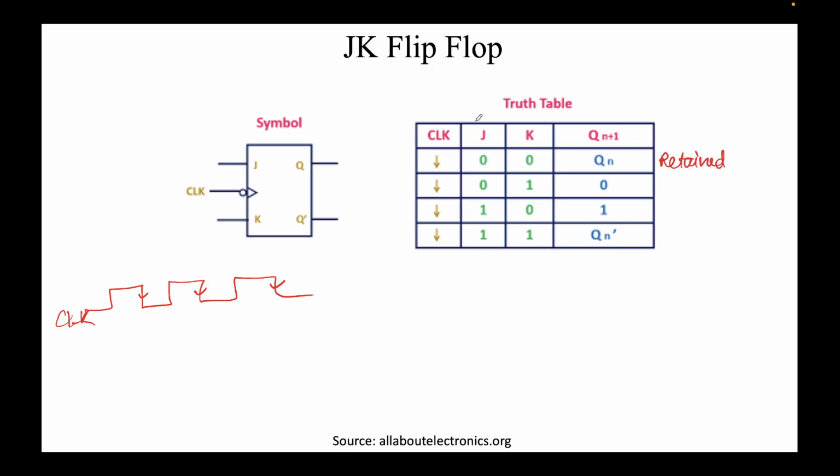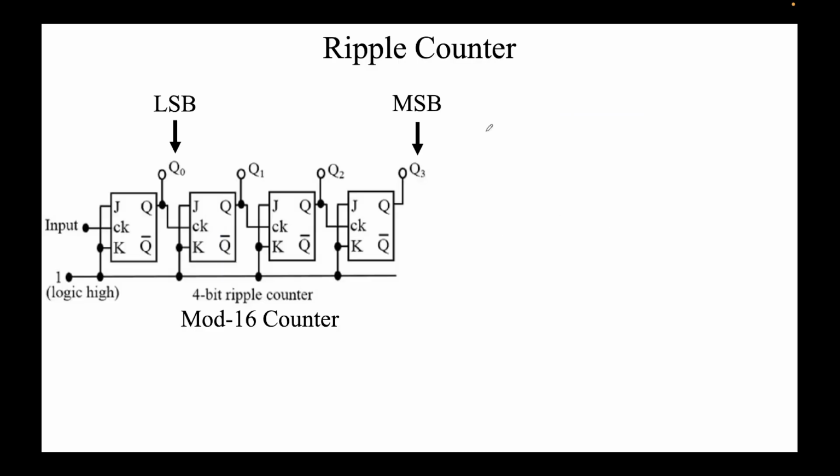On the other hand, if at the negative clock edge J is 0 and K is 1, the next value of Q is 0. This is often known as the reset condition. Similarly, if J is 1 and K is 0, the value of Q is set to 1. This is known as the set condition. And finally, if J and K both are 1 at the negative clock edge, then the next output of this flip-flop, Q, is nothing but Qn bar. This is known as toggle, because the next output is the inversion of the previous output. Now we use these flip-flops to create a circuit.